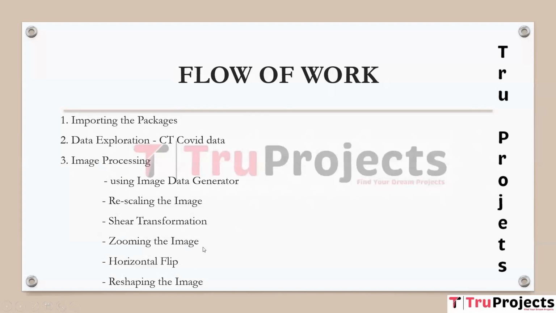Next one is zooming the image. In this, we apply zoom to the images. Next one is horizontal flip. Here, we flip the images horizontally for augmentation. The last one is reshaping the image during pre-processing to ensure we have consistent dimensions.